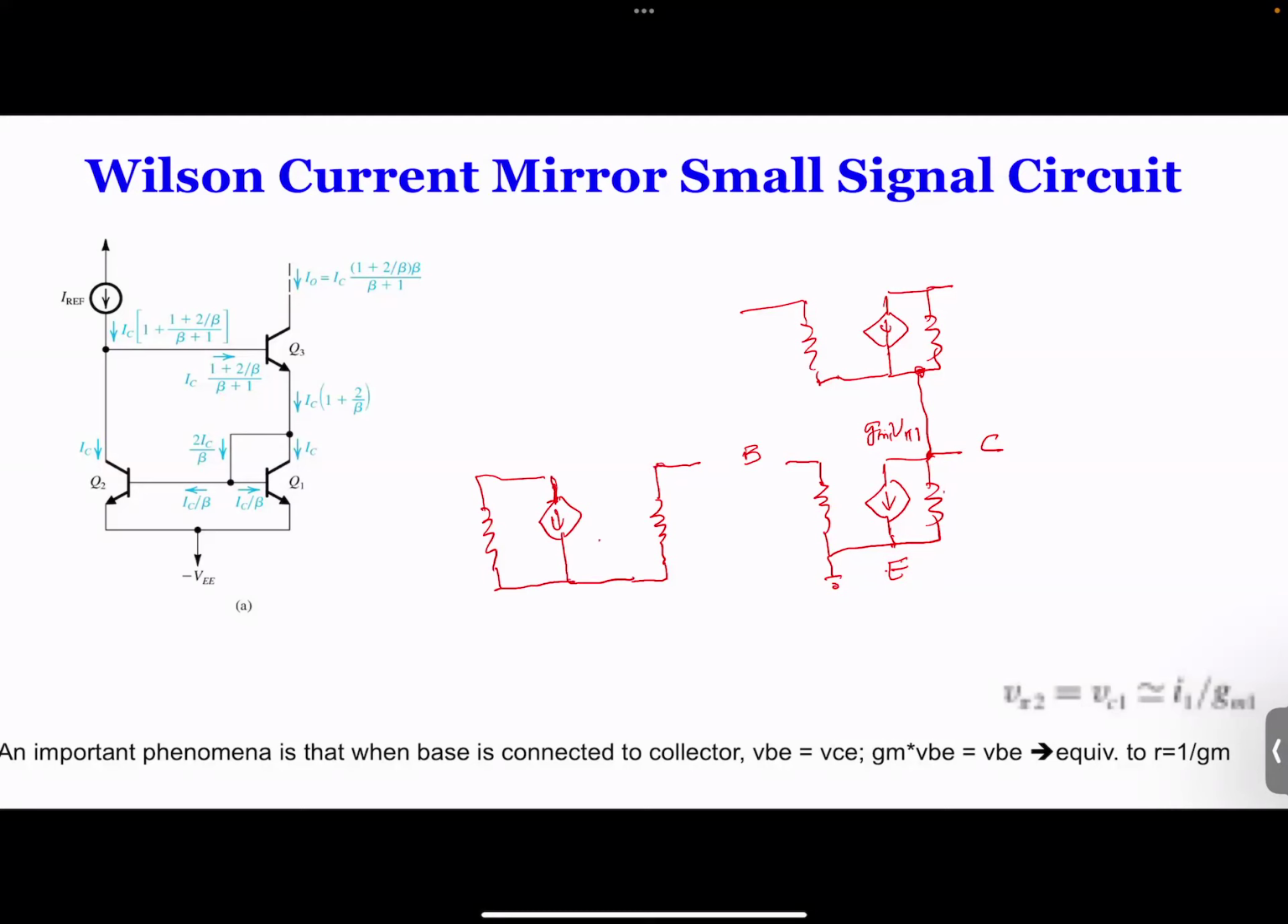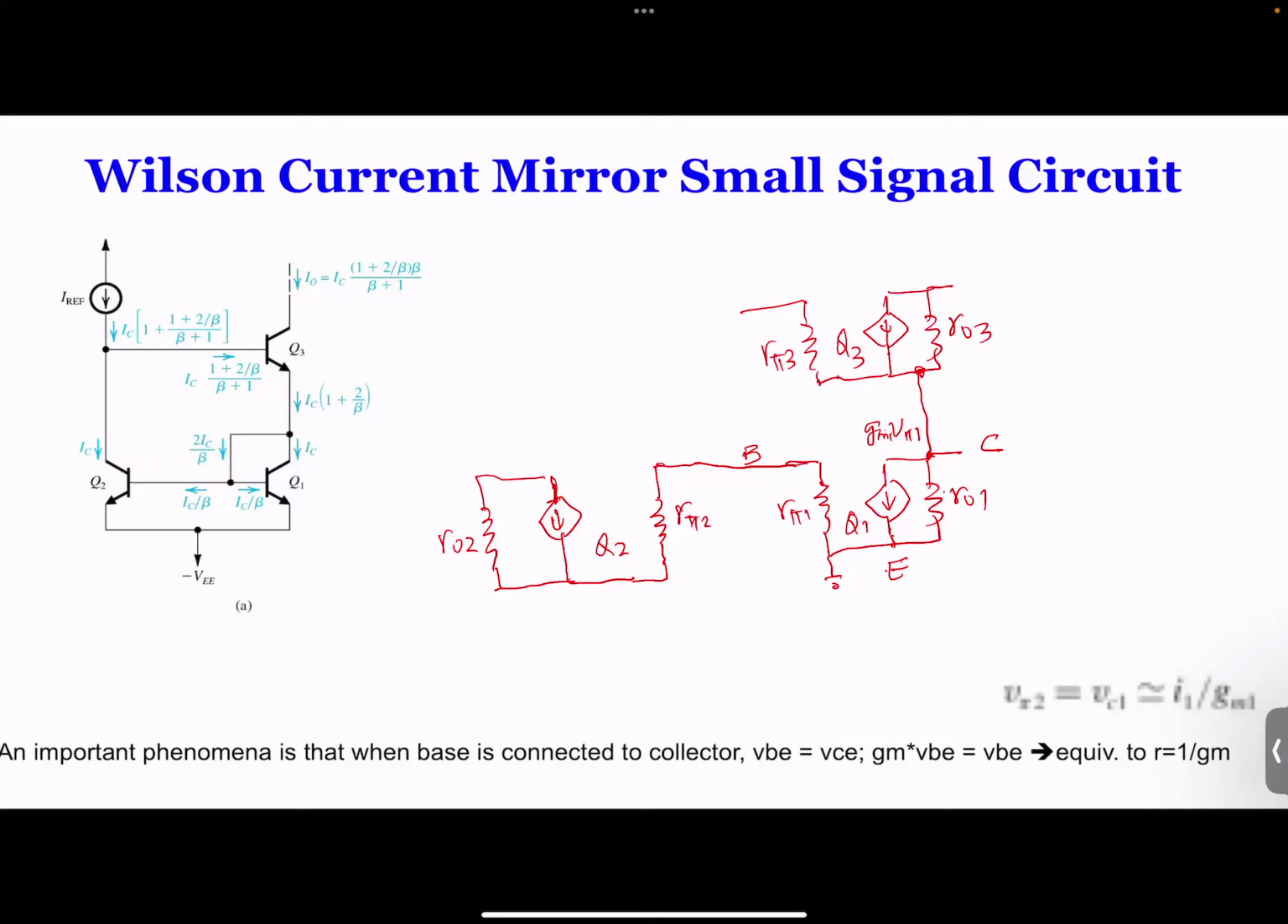So this is now figure out how these connect together. This is R pi 2, RO2, this is RO1, R pi 1, this is R pi 3, RO3.